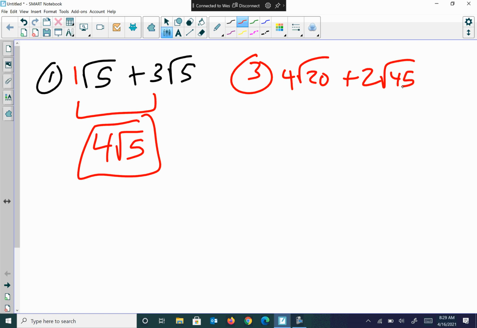Now, does everyone feel comfortable that we cannot add these together as they sit? Does that make sense? Because root 20 and root 45 are not the same radical. Now, it's very possible we could break the radicals down. So I think I could break this down to 4 times 5. The reason I'm choosing 4 and 5 and not 2 and 10 is because 4 is our largest perfect square that works.